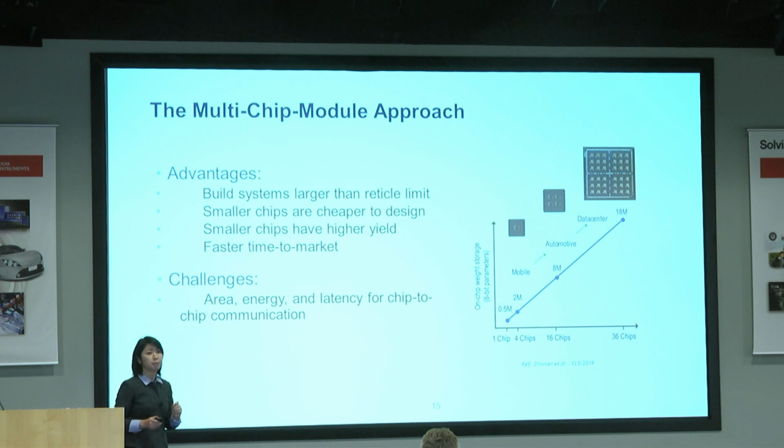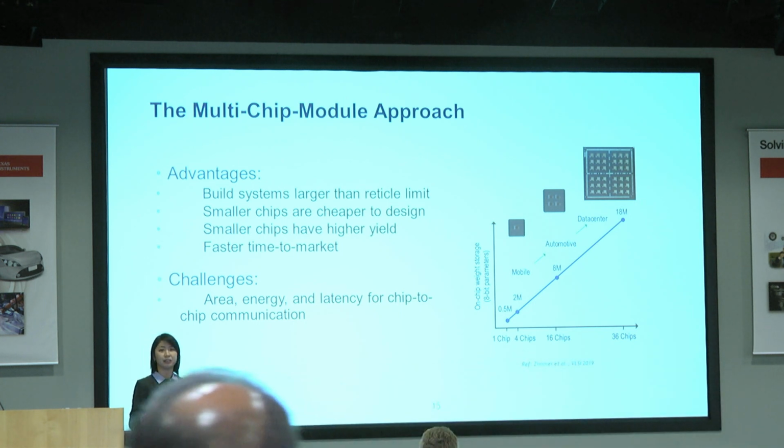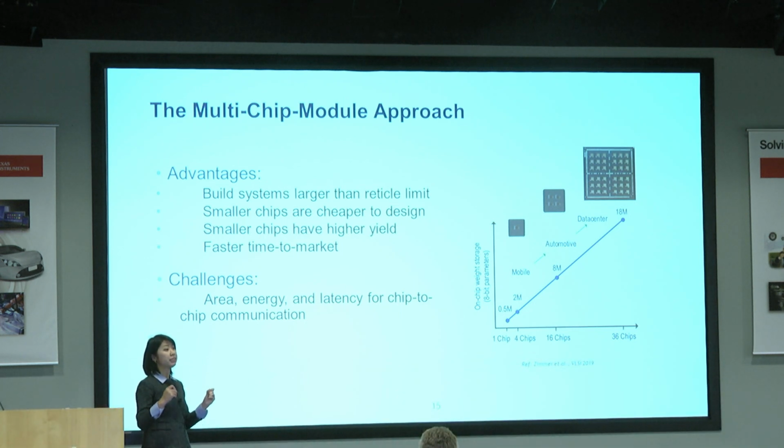This is what we call the multi-chip module-based approach. This idea has been around for a while, right? So if you think about the advantages of the multi-chip module-based approach, first, it enables us to build systems that are larger than the reticle limit, which has already become a concern in today's CPU or GPU market. How can we build bigger systems?